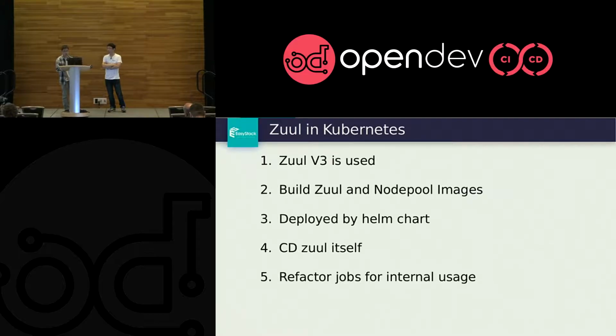Also, Kubernetes provides lifecycle management, which reduces effort in maintenance. So we built the Dockerfile for Zuul, nodepool, and for some executors. To work with Kubernetes better, we built the Helm chart, which contains all the configurations for Zuul and nodepool.